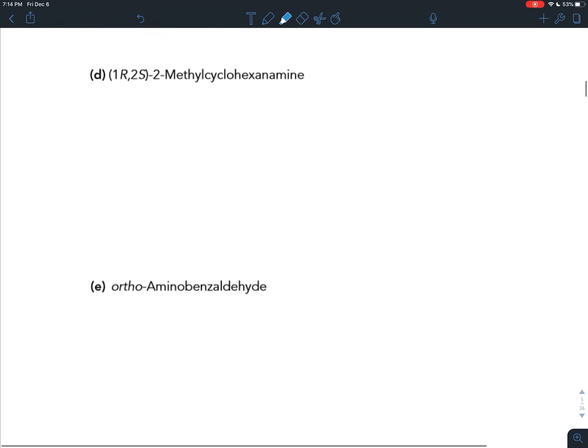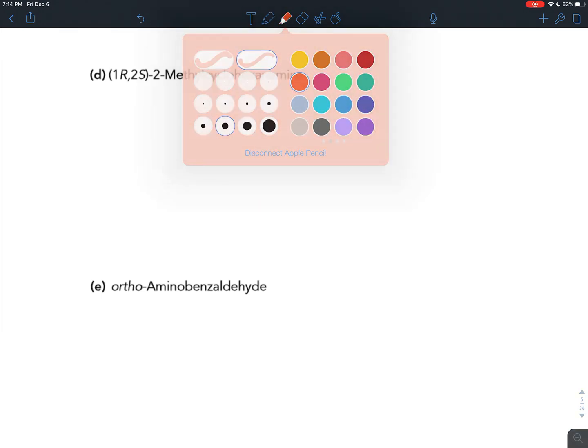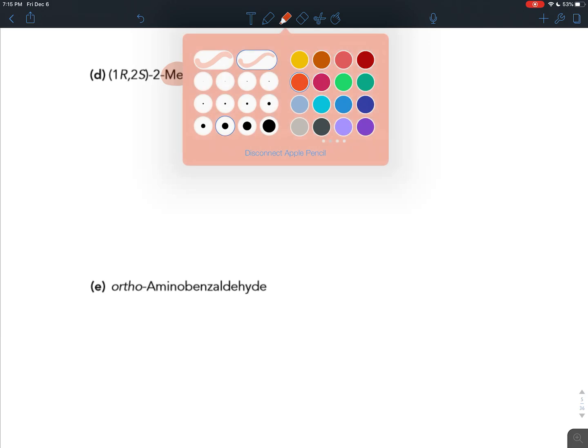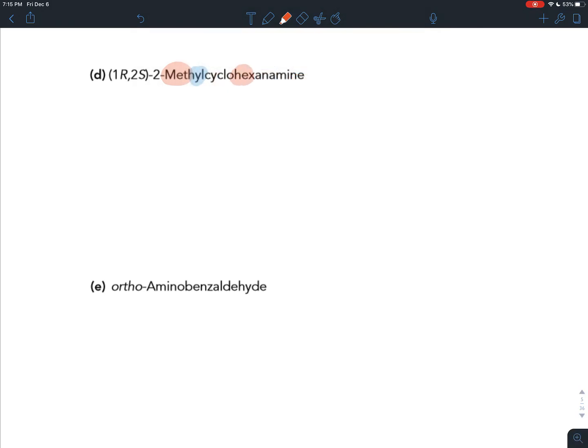In D, we have a couple chiral centers. We'll worry about those last. First, let's look for our backbone. Now here, if you look at this one, you'll notice that in this first example, after your carbon prefix, you do have a YL, but after the second carbon prefix, hex, there is not a YL.